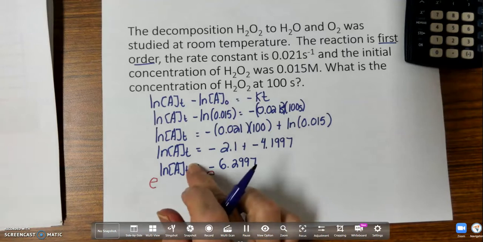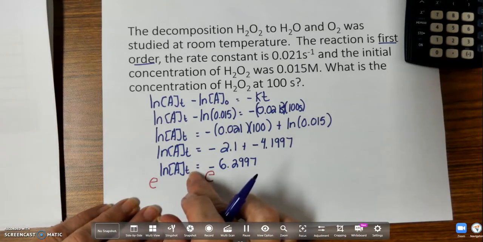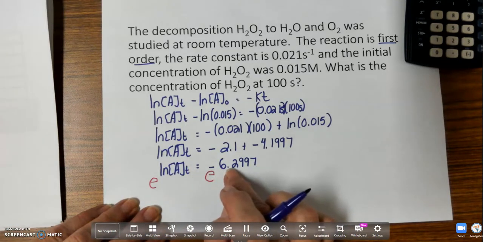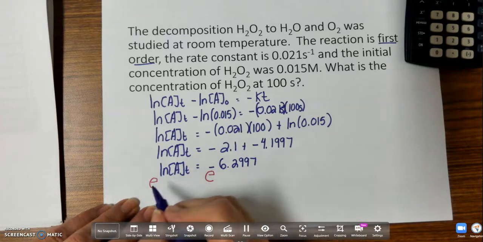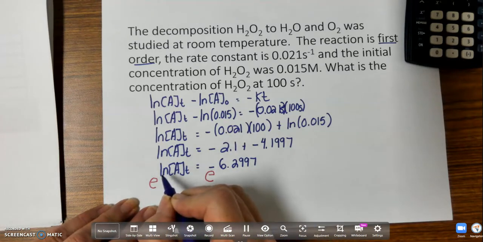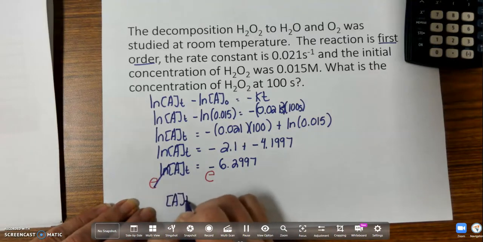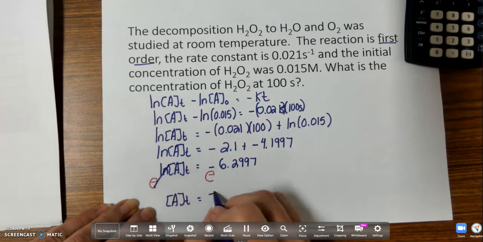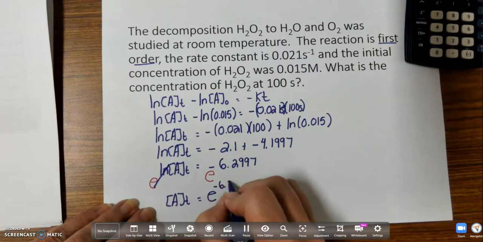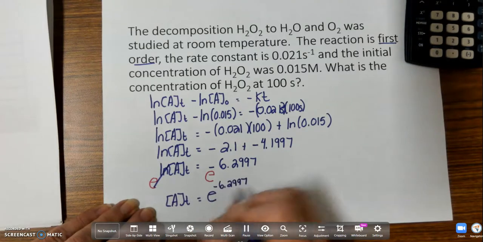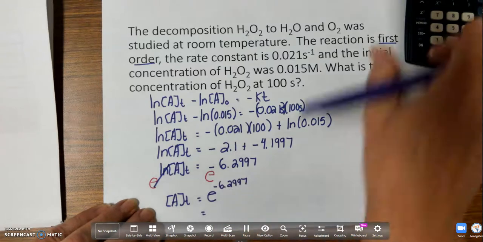Now, the trick to this is I am going to take the inverse log of both sides. This is e to the log of A at time t and e to negative 6.2997. Now when I inverse log a log, they cancel each other out. So basically I have A at time t is equal to e to the negative 6.2997. All right, this is easy to solve.